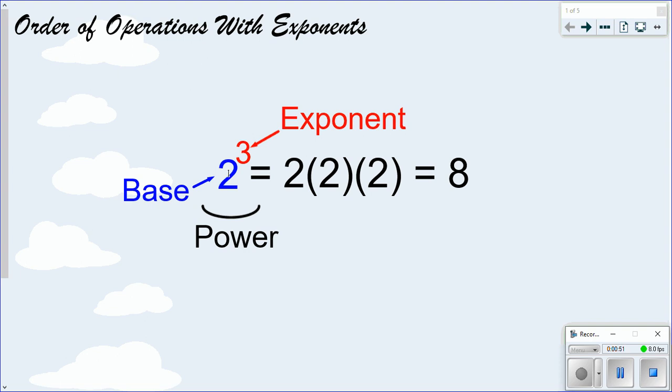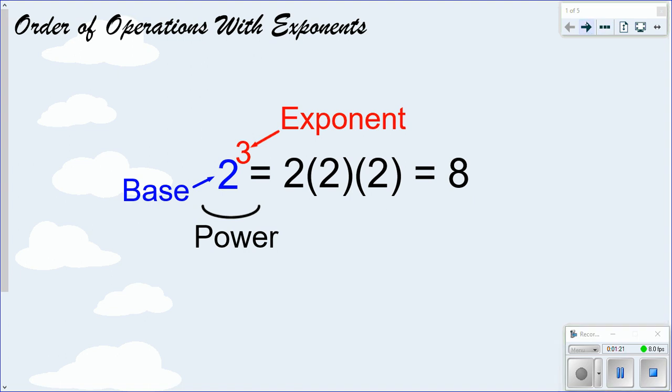itself. So 2 to the third power, 2 with an exponent of 3, means multiply 2 times itself 3 times. 2 times 2 times 2. So 2 times 2 is 4, times 2 is 8. The most common mistake that I see students make is instead of doing 2 times 2 times 2, they just multiply the base times the exponent and they get 6. So remember, the exponent's telling you how many times to multiply the base times itself.